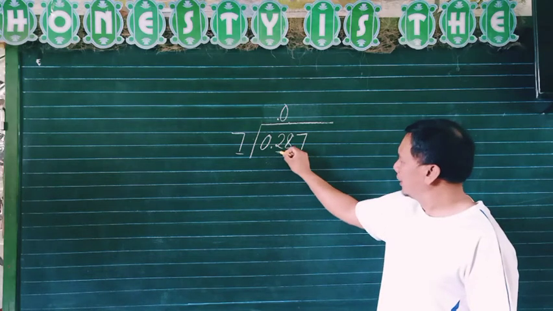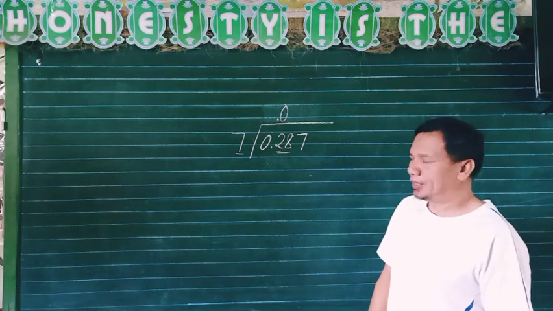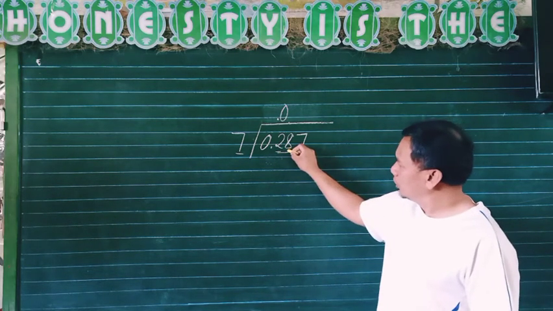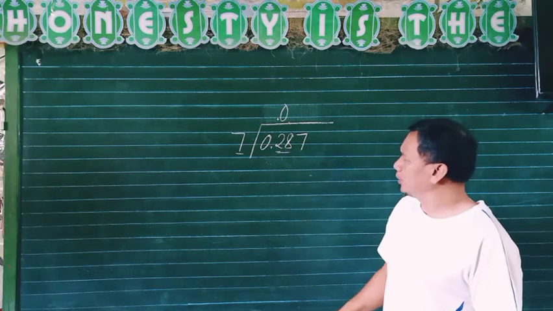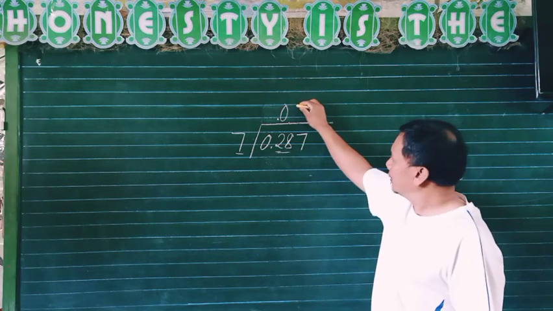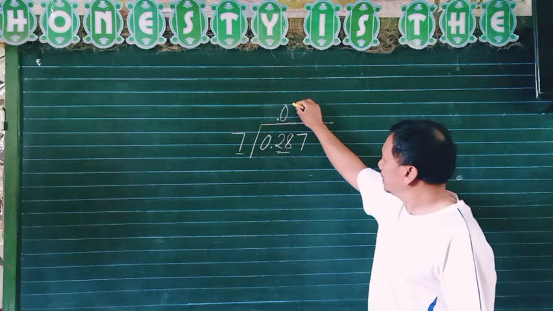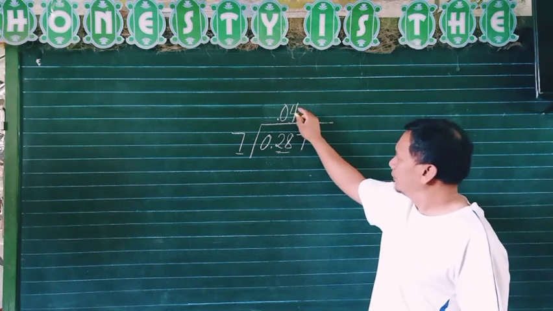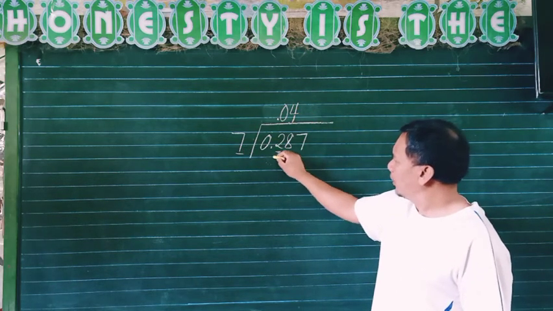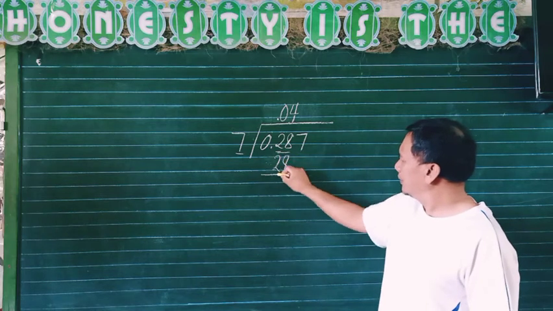So you include the other number. The number now is 28. So 28 divided by 7. So you can divide it now. So the answer here is 4. So 4 times 7 is 28. There.